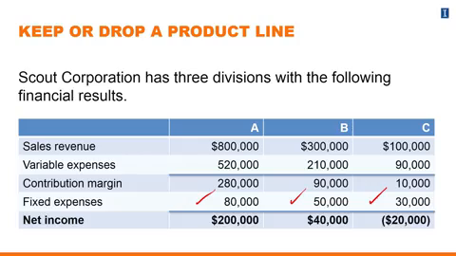So the resulting net income after subtracting all expenses from the revenue is $200,000 for Division A and $40,000 for Division B. Division C is the outcast here. It appears as though they are losing money for the corporation as a whole, with a $20,000 negative net income or loss.